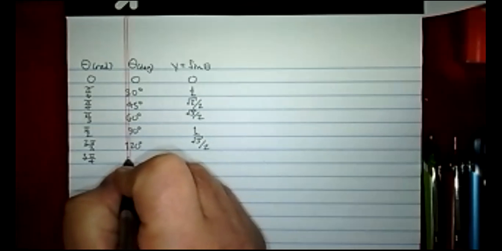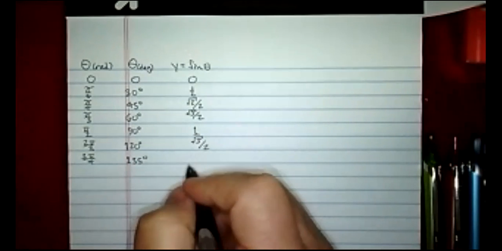And now I can continue on and go to 2 pi over 3, which of course is 120 degrees. And of course, the y value is root 3 over 2. But I think you can see from the symmetry of it, it should be root 3 over 2, followed by root 2 over 2, followed by 1/2, followed by 0. And that's what we're going to see. So the next value is 3 pi over 4, which of course is 135 degrees. And then again, the y value is root 2 over 2.